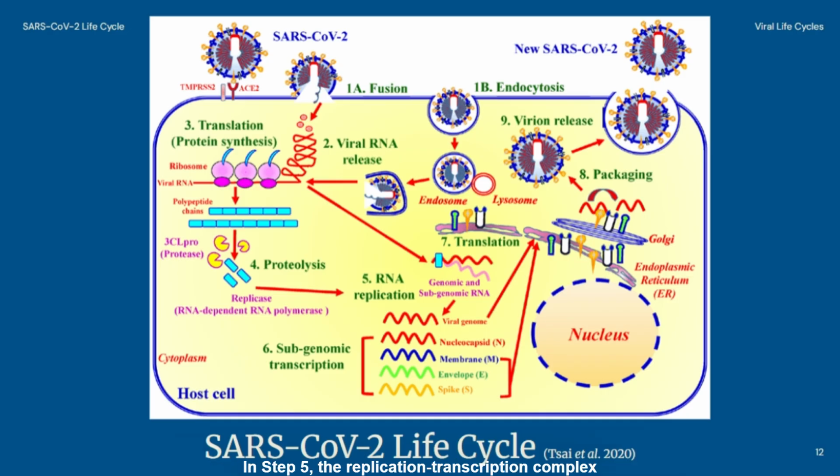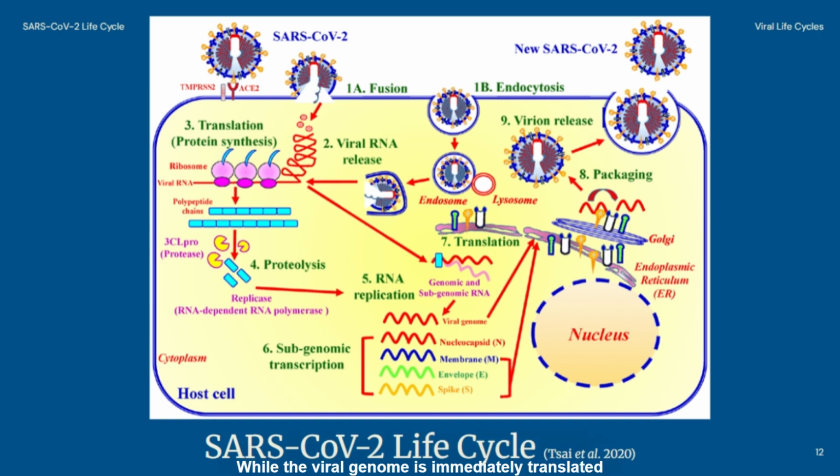In step 5, the replication transcription complex makes more RNA for virions, but also performs necessary transcription. So it is both replicating and transcribing. This is because SARS-CoV-2 has both a viral genome containing genes for non-structural proteins and a nested subgenome for the structural proteins N, M, E, and S.